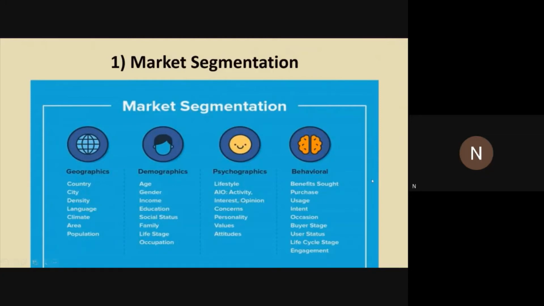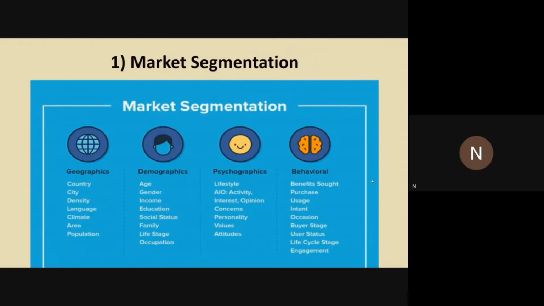Behavior segmentation means that you segment the market based on consumer purchasing behavior, depending on the benefit that consumers are looking for, and depending on usage, whether they are heavy users or slight users, whether they are occasional users or frequent users. That is called behavior segmentation.